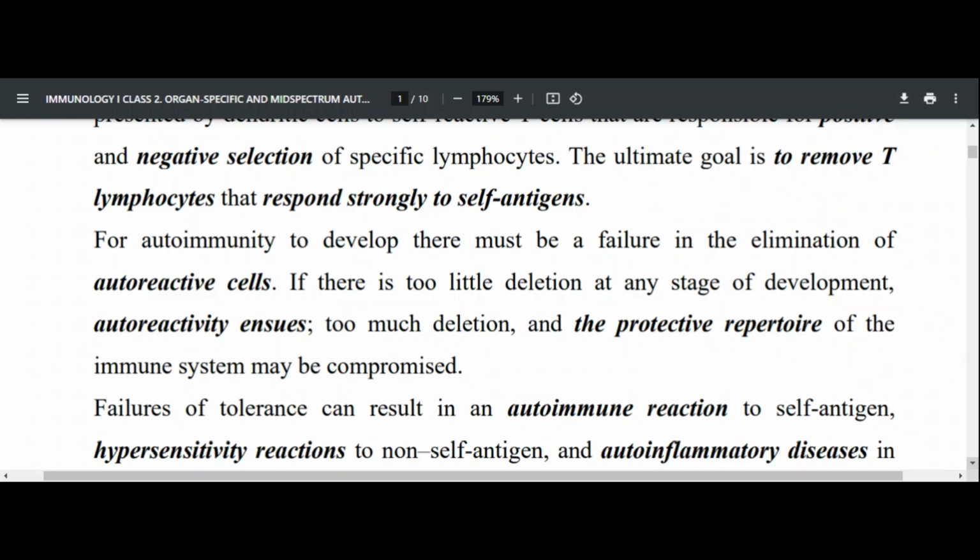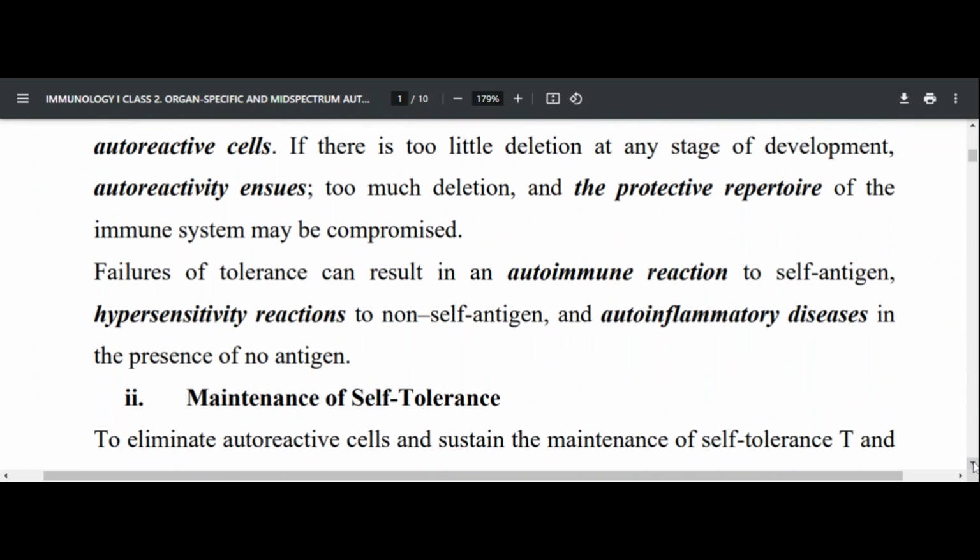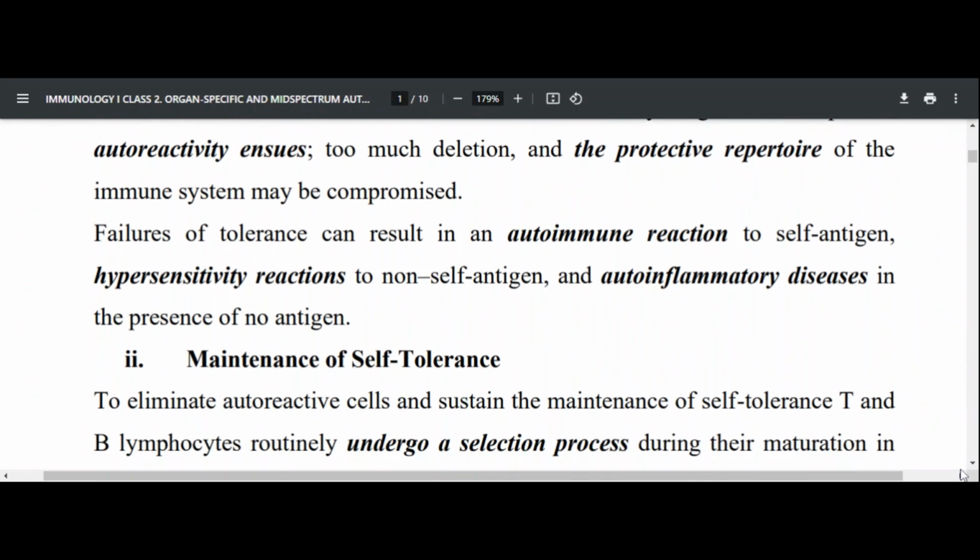Failure of tolerance can also result in autoimmune reaction to self-antigen. Sometimes also, as we described yesterday, a hypersensitivity reaction will occur because of failure to tolerate some self-antigen or just normally harmless antigens. Sometimes antigens are harmless, but the body is not able to tolerate those harmless antigens. That is what can lead to hypersensitivity reaction.